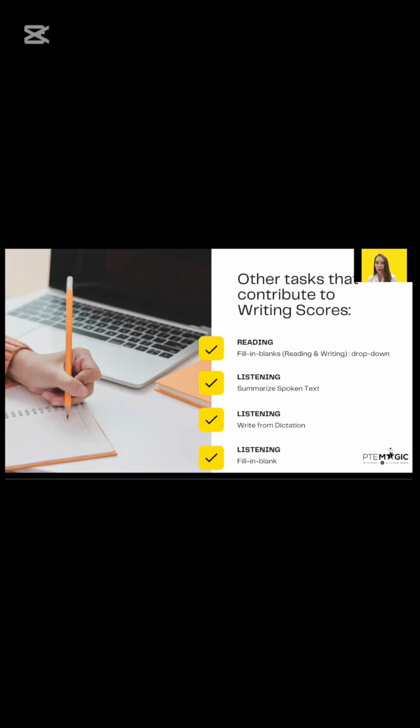Even if you complete your writing perfectly, you will still not get 90 points for writing. The reason is that there are other tasks from the other modules that contribute scores to your writing. First of all, reading: fill in the blanks, reading and writing, drop down. Secondly, listening: summarize spoken text, write from dictation, and fill in the blanks. All of these tasks give you more points to the writing than summary written text and your essay.